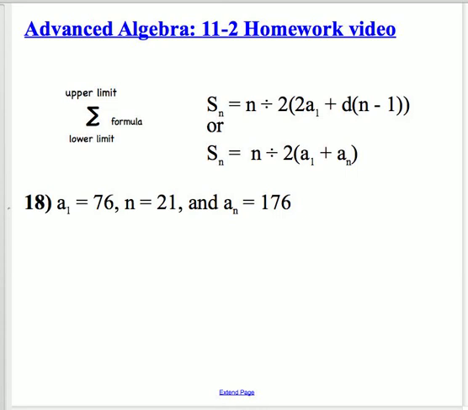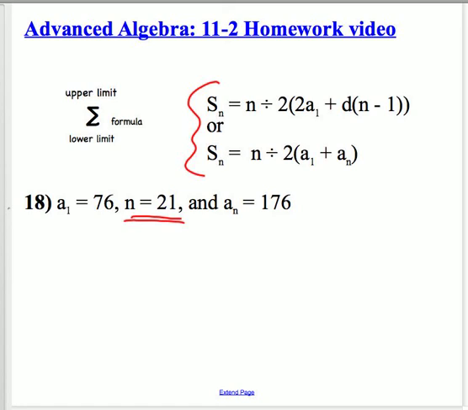And I can tell from the information that I'm given that I'm supposed to find the sum of the first 21 terms in this series. I have these two equations. I have to decide based on the information I'm given which one I should use.